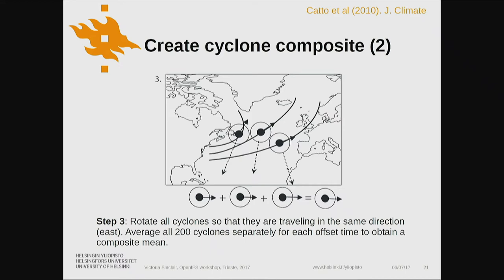We need to rotate all of our cyclones so that they're traveling in the same direction, because obviously if we just average these on a north-south grid, if this one is traveling this way and this one is traveling that way, the same features in terms of cold fronts and warm fronts are not going to be in the same place. So we need to rotate them, which is shown here, so they all travel directly east. And then all we do is we take an average of the 200 storms to get our resulting composite cyclone. And we get the composite for each different offset time.